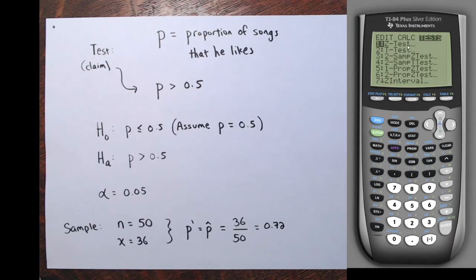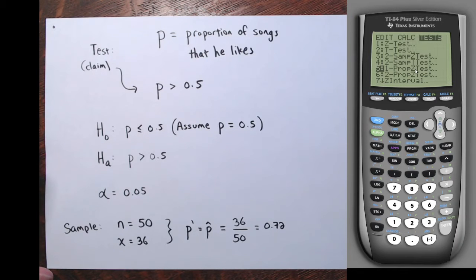Now remember, z-test was when you were testing one population mean and sigma was known. T-test was when you were testing a population mean and sigma was unknown. So we're not using either of those. Those are for means. Go down to number 5. See how it says 1-PropZTest? That's one population proportion. Prop is short for proportion.